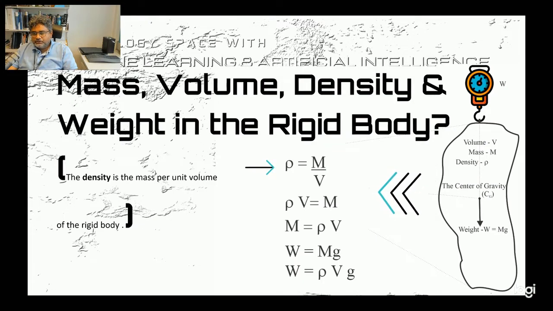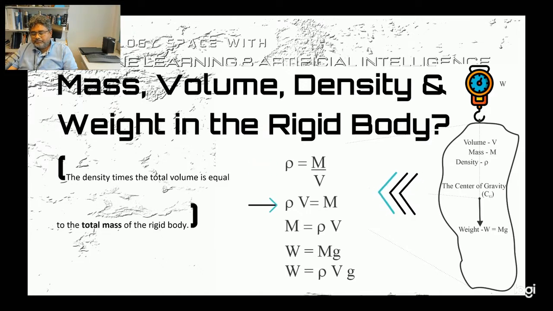So let's go through some parameter relationships among the mass, volume, density, and weight in this rigid body. I know these equations are somewhat simple, but for the sake of clarity in this presentation, I will go through these parameter relationships. The density of this rigid body can be written as the mass divided by the volume. So the density can be defined as the mass per unit volume.